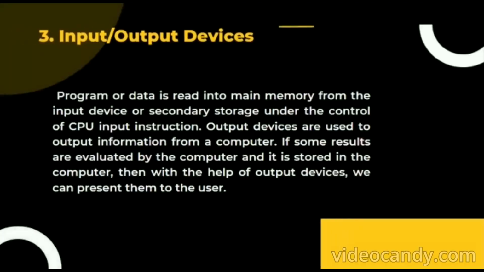Third, input-output devices. Program or data is read into main memory from the input device or secondary storage under the control of the CPU, the central processing unit, input instruction. Output devices are used to output information from a computer. If some results are evaluated by the computer and stored in the computer, then with the help of output devices, we can present them to the user.